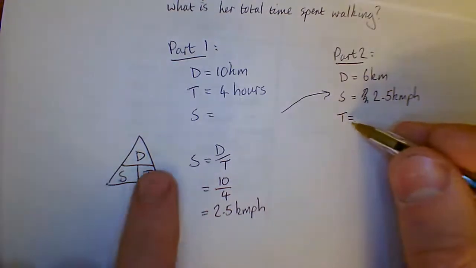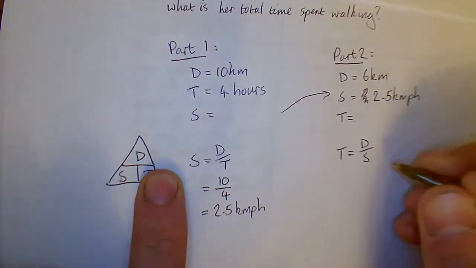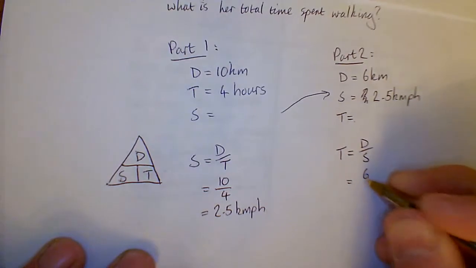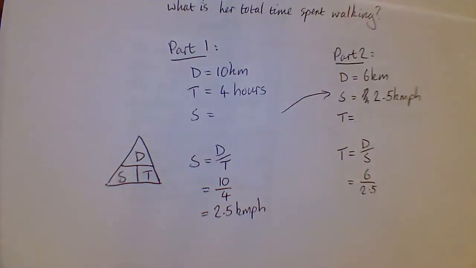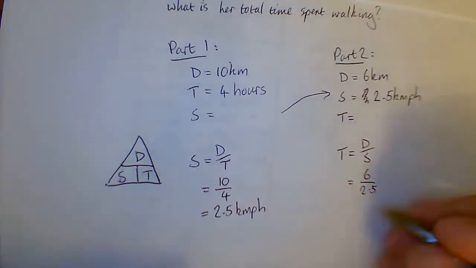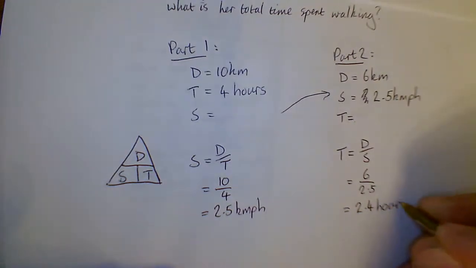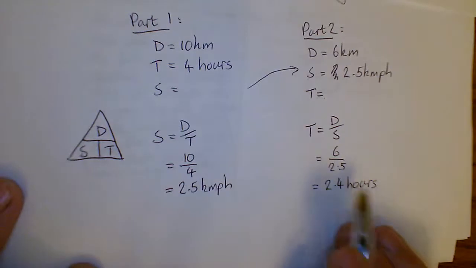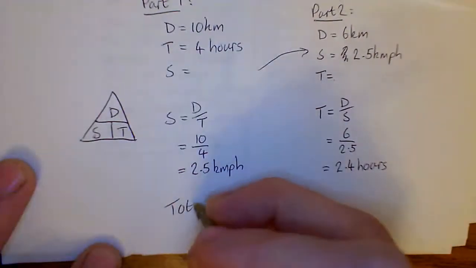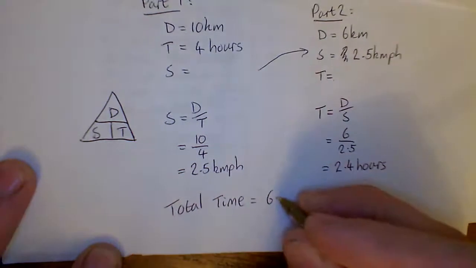Looking back at our triangle, this time we're finding time. Cover that up. So time equals distance over speed. Using my triangle over here to help me remember the formula. And that's 6 over 2.5. Now this will take a little bit more work, definitely more of a calculator question. But we get 2.4. Now remember, we're working out time here, so 2.4 hours. Now we've got our two times. We've got 4 hours and 2.4 hours. So total time equals 2.4 add our 4, or 6.4 hours.